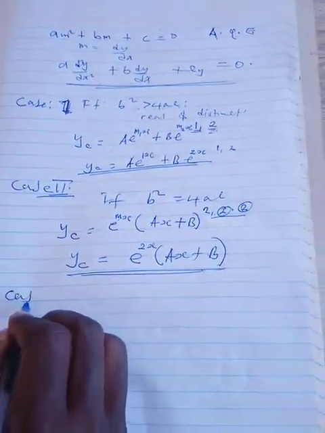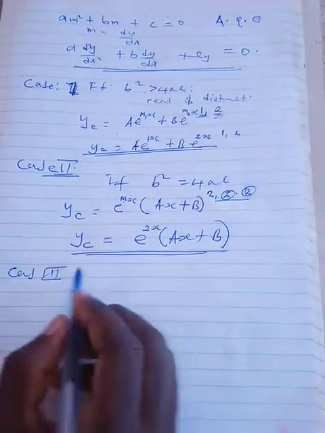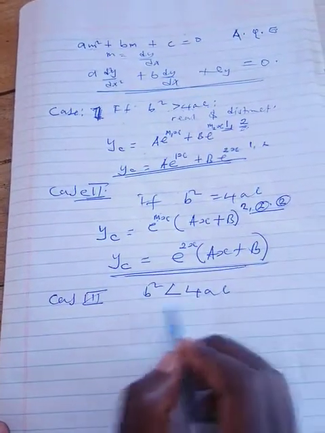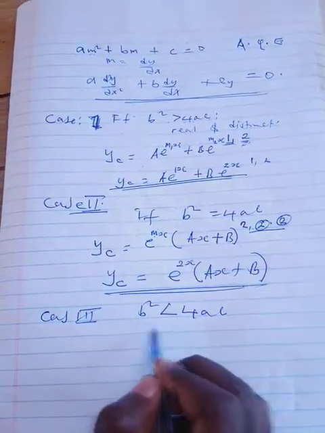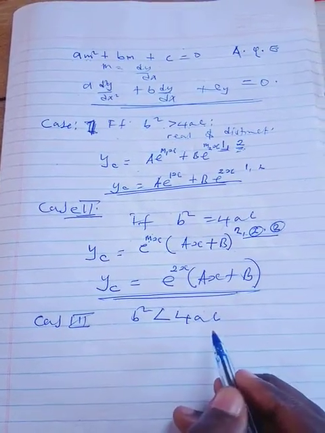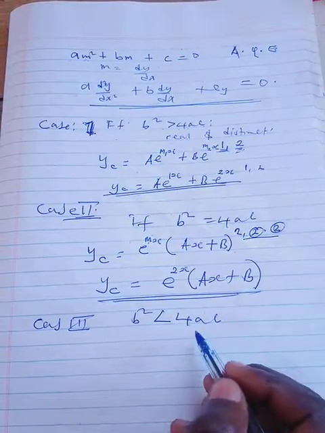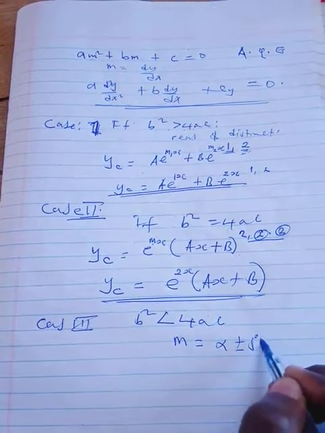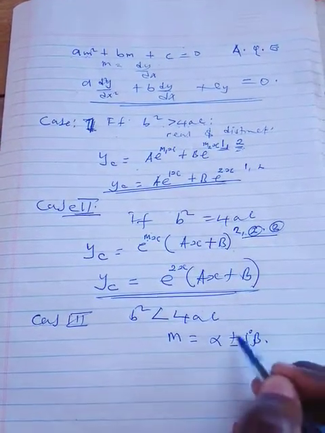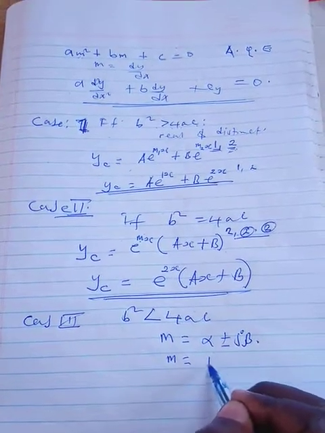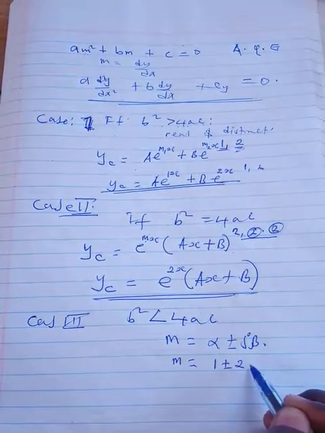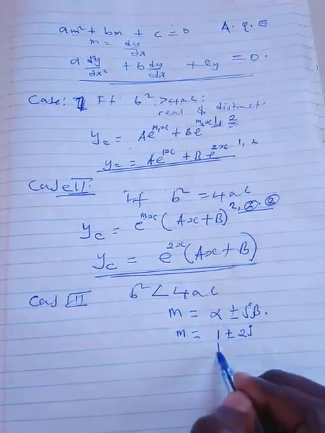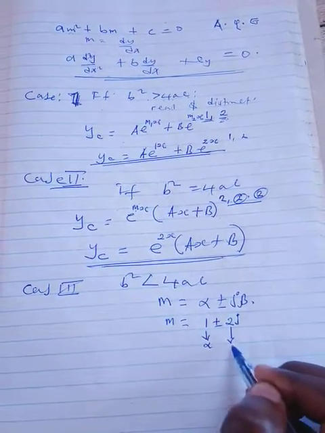Case 3. In case 3, we look at the case where b squared is now less than 4ac. What does it imply here? It implies that you will have roots which are in the form of a complex number. For example, your root will be in the form of alpha plus or minus i beta, like that. For example, you may have m equal to 1 plus or minus 2i. This implies that 1 is your alpha and 2 is your beta.